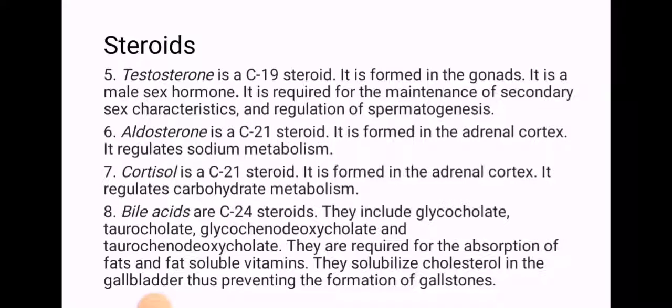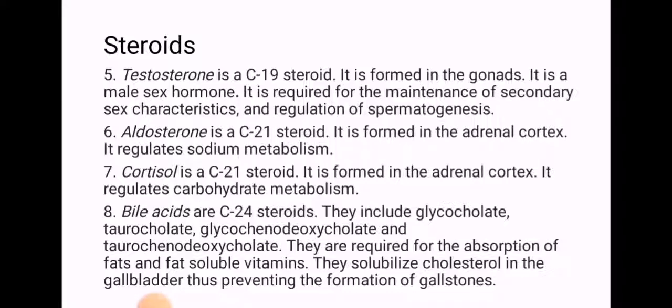Then another important steroid hormone is testosterone. It is a 19 carbon steroid. It is formed in the gonads. It is a male sex hormone. It is required for the maintenance of the secondary sexual characteristics in the male and the regulation of spermatogenesis. Aldosterone is a 21 carbon steroid. It is formed in the adrenal cortex and it regulates sodium metabolism. Cortisol is a 21 carbon steroid. It is formed in the adrenal cortex. It regulates carbohydrate metabolism.